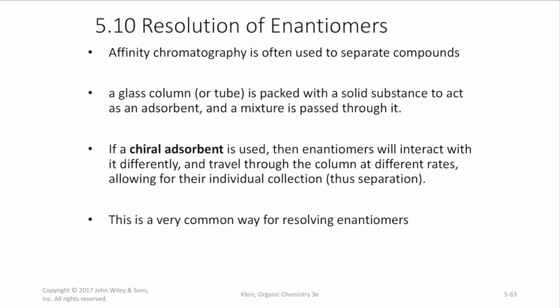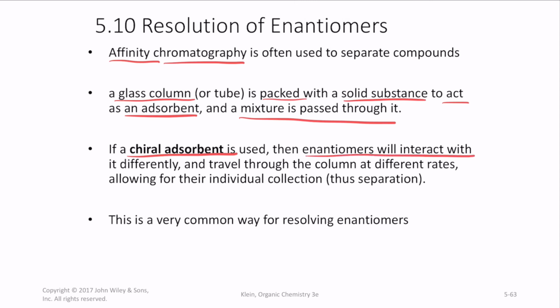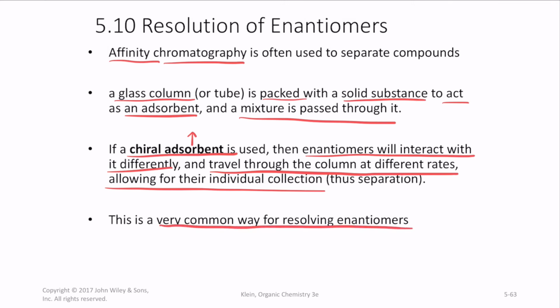Another method that we use to separate compounds is a process called affinity chromatography. We use a glass column, we pack it with a solid substance, and that acts as an adsorbent, and the mixture passes through it. If a chiral adsorbent is used, then the enantiomers will interact differently and travel through the column at different rates, allowing for individual collection. So remember the term adsorbent. It is not the same as absorbent. This is a very common method of resolving these enantiomers.